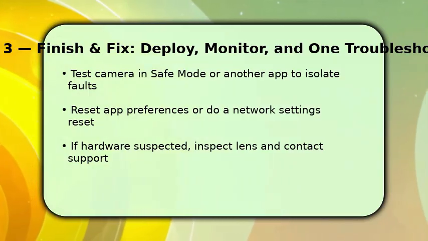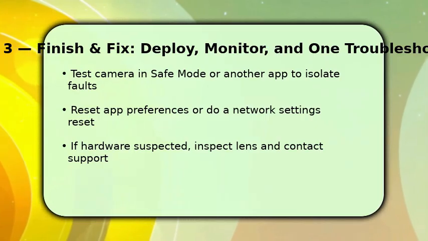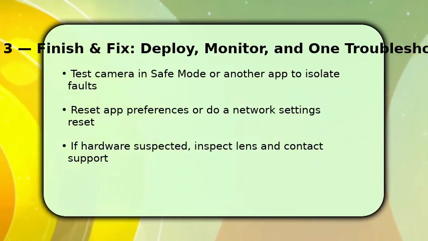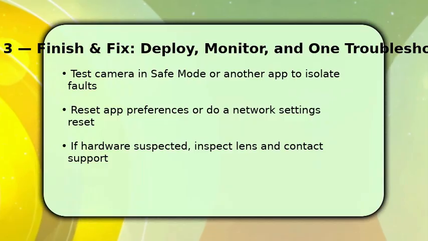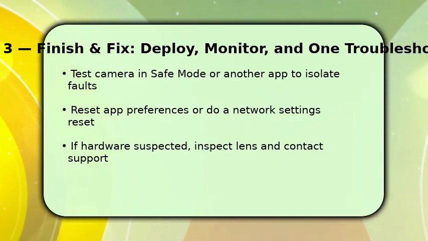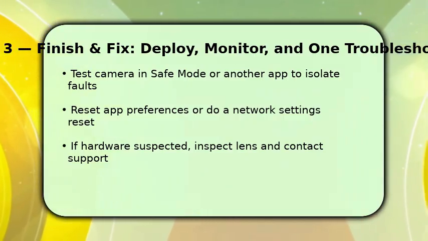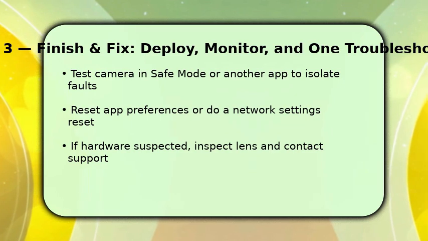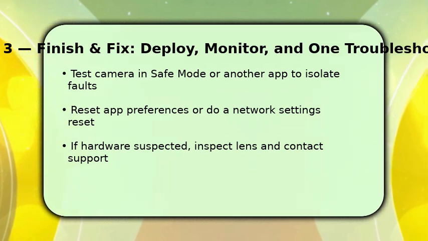Physically inspect the lens for dirt or damage. Clean gently with a microfiber cloth. If none of this helps, back up your data and contact manufacturer support or a repair shop. One key tip: always test in the native camera app first to confirm hardware failure.